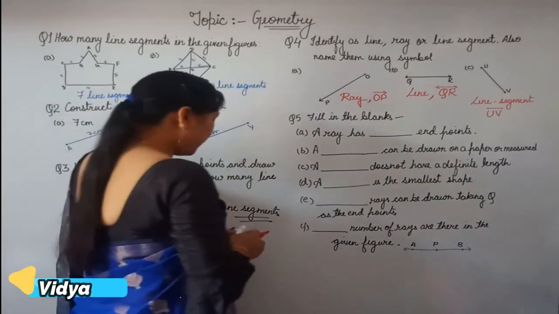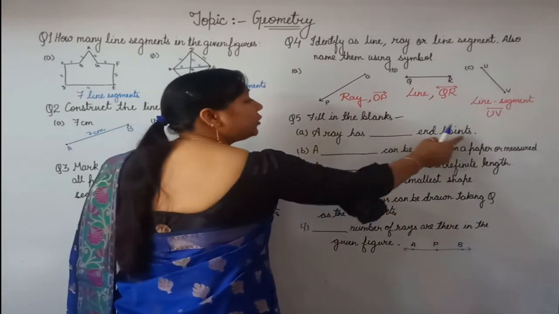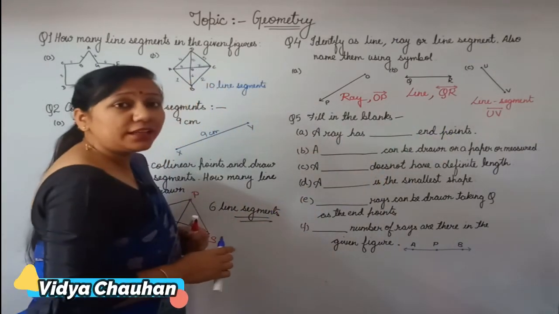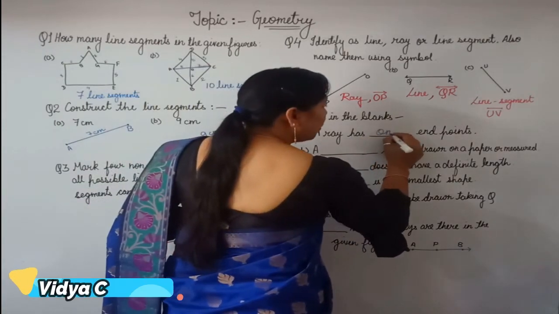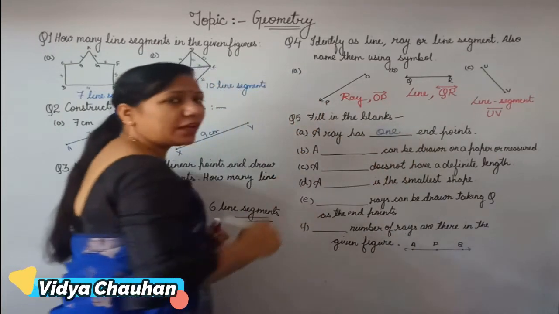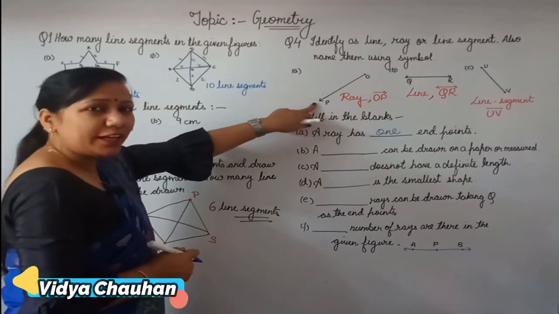Coming to the next question, which are fill-ups related to the same line, line segment, point and ray. So let us fill the answers. A ray has dash endpoints. How many endpoints are there in a ray? Yes, a ray has only one endpoint because the other one is movable, or you can say it is flexible.